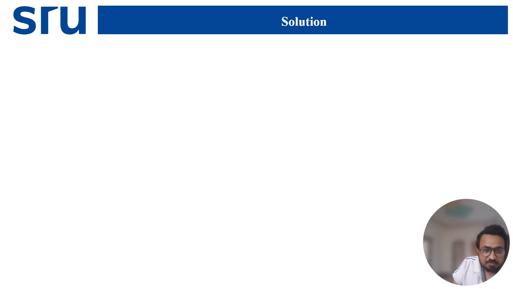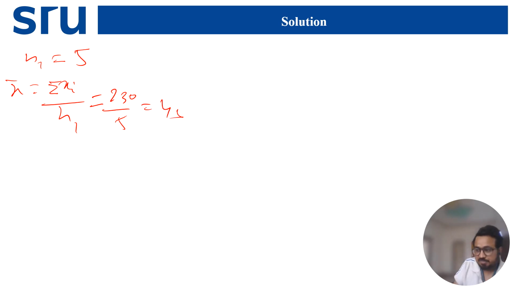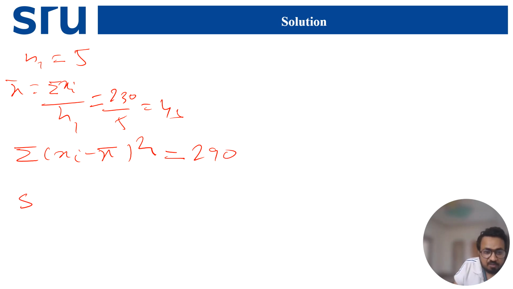So in this question, what is the value of n1? n1 equals 5, right? What is the value of x bar? x bar equals summation xi by n1. This is equal to 230 by 5, so this is equal to 46. Now we will find the value of summation xi minus x bar whole square. This is equal to 290. Now we will find the value of s square.